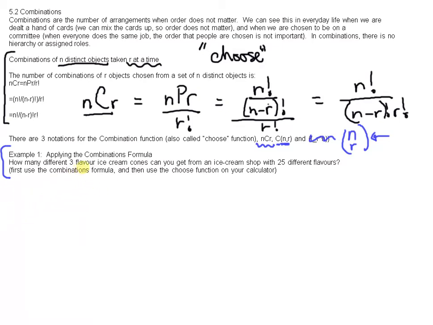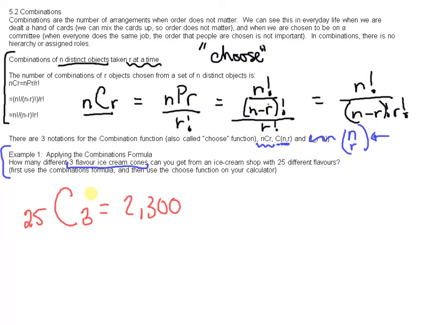Okay, so here's our first example. How many different 3 flavor ice cream cones can you get from an ice cream shop with 25 different flavors? So you get a cone, you want 3 different flavors. This is actually quite easy, and these ones are very quick. That's why you probably have a lot of homework. All we do is we have 25 total ice cream flavors, and we're choosing 3. I just simply put this into my calculator, and I get 2,300.